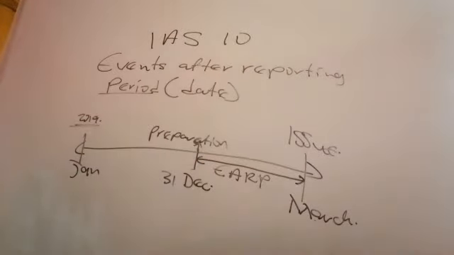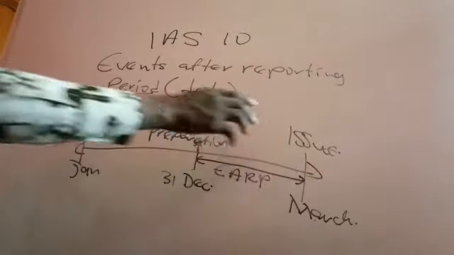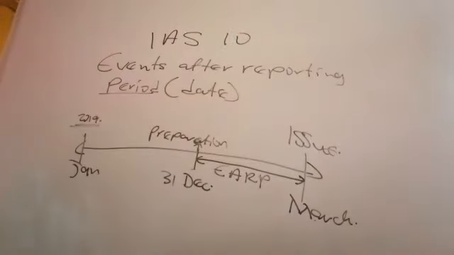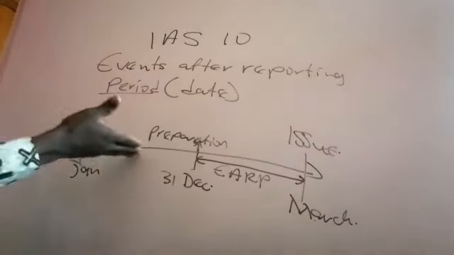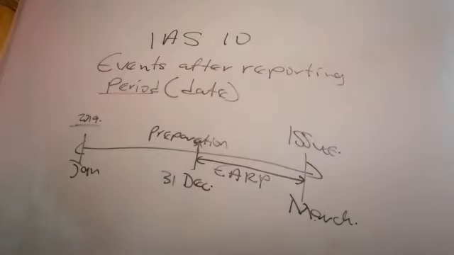That is not an event after the reporting period, because the financial statement has already been published. So the day that you publish your financial statements, any transaction from that date does not fall within the scope of IAS 10, events after reporting period. So that is it. So now we know what those events are.